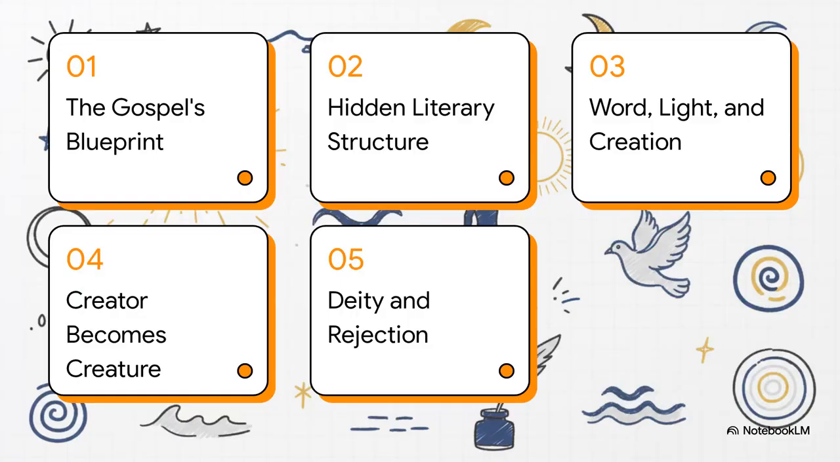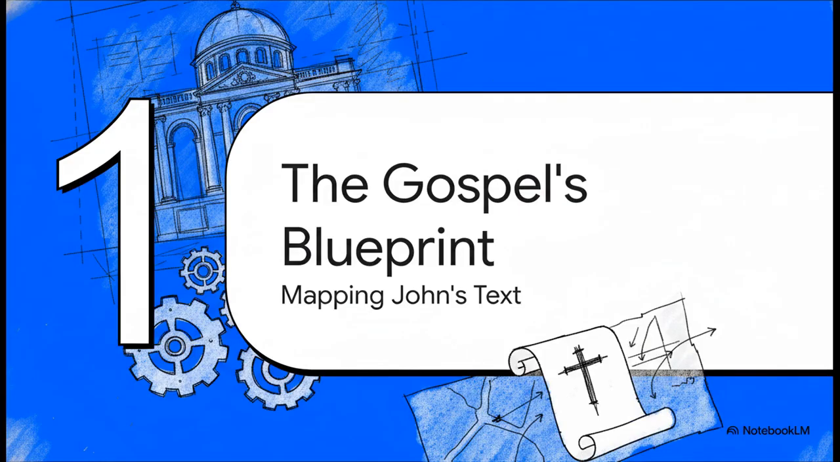All right, here's our roadmap for today. We'll start with the Gospel's blueprint, move into the hidden literary structure, explore word, light, and creation, then look at how the creator becomes creature, and wrap up with deity, humanity, and rejection. Part 1. The Gospel's blueprint.